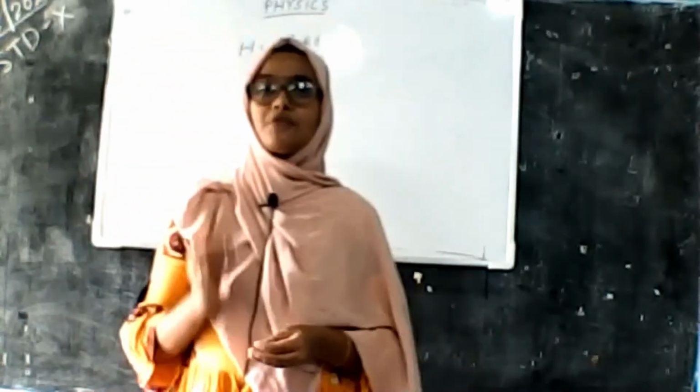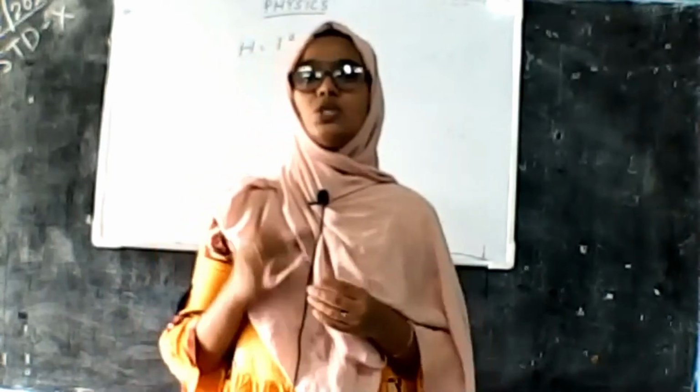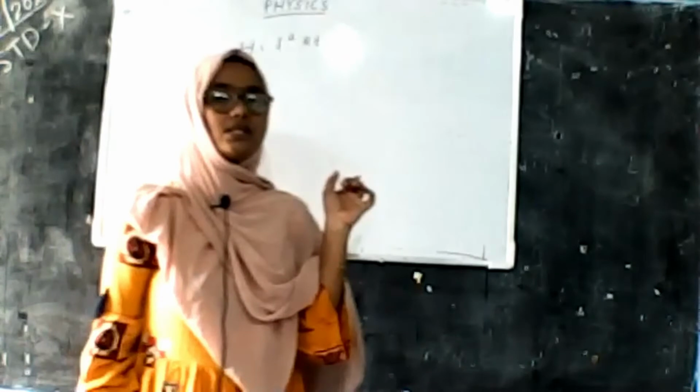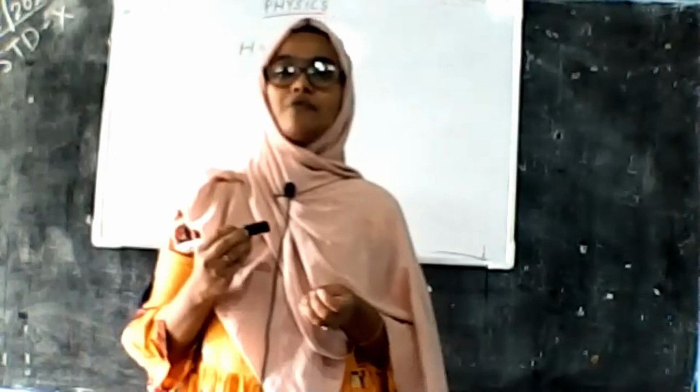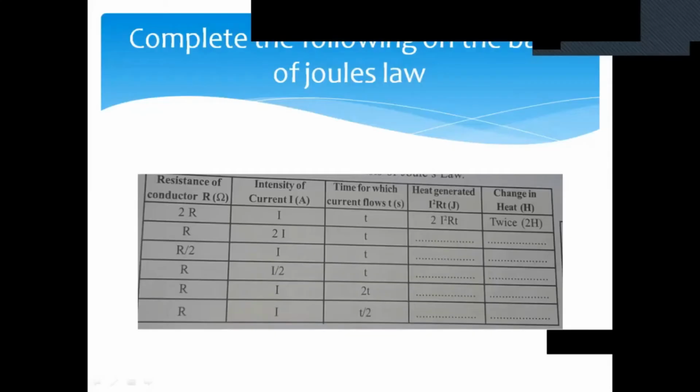Today we will discuss some problems based on Joule's law. Using the equation H is equal to I square RT, we will solve some problems. For this we look at the slides. Complete the following on the basis of Joule's law, that is our question. Here are some resistances, currents and current flowing times. Based on each of these we have to find the change in heat in every case.